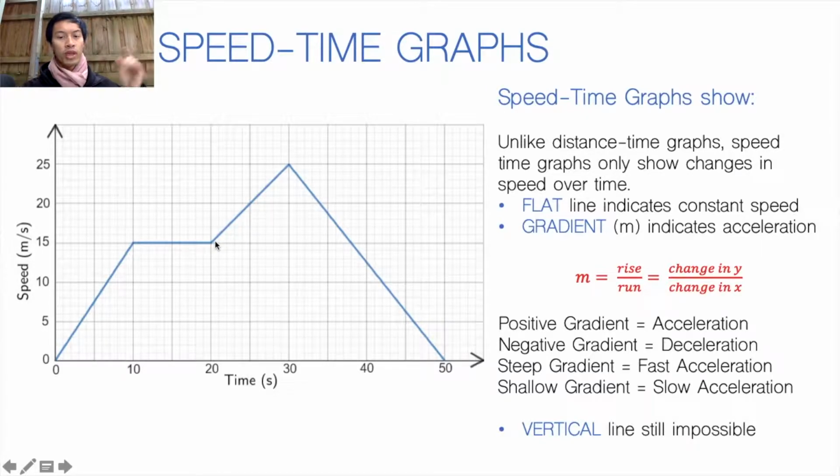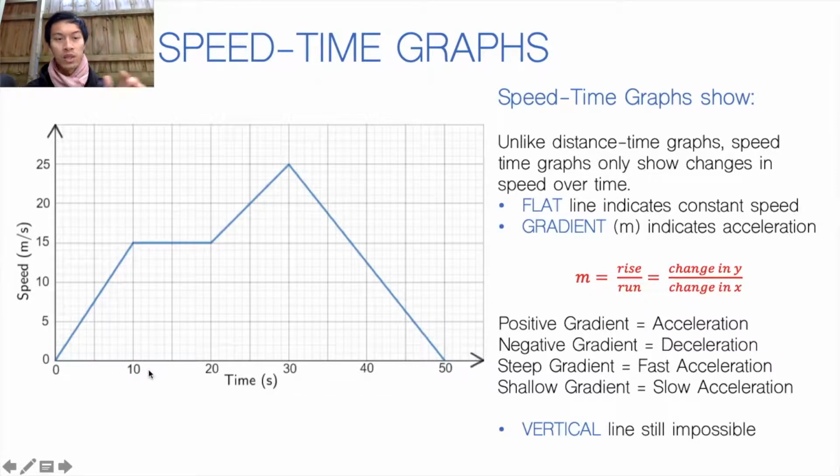Okay? What that also means is that the gradient now means something else. It doesn't tell us speed, it tells us acceleration, because acceleration is the change in speed over time, which also happens to be the gradient formula here. So m, which is the rise over the run, or the change in y over the change in x, can be calculated by figuring out what the change in speed is over the time that it takes for that change to happen.